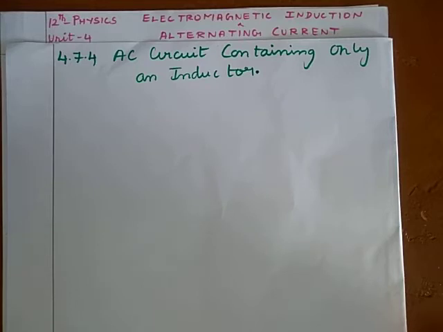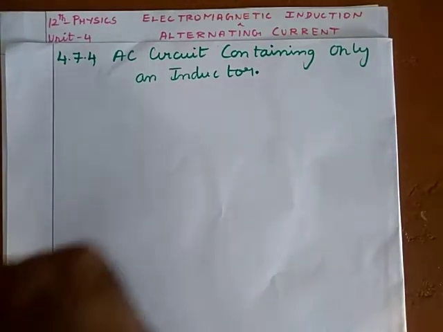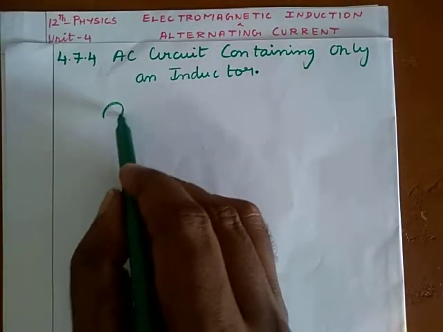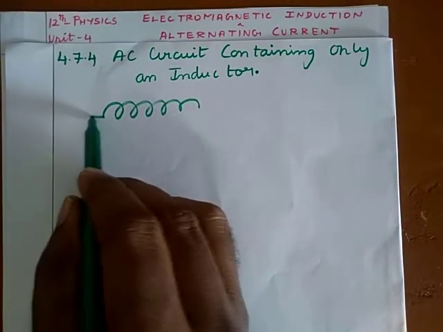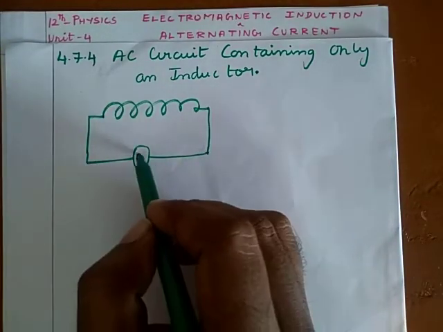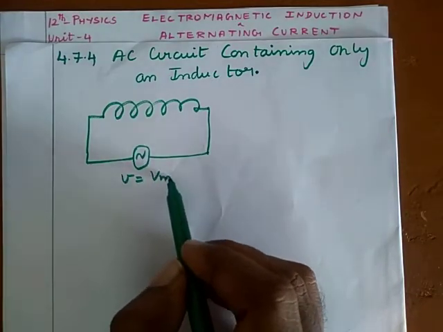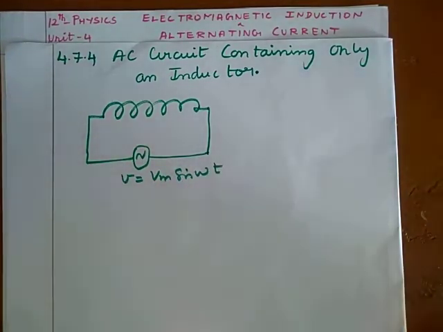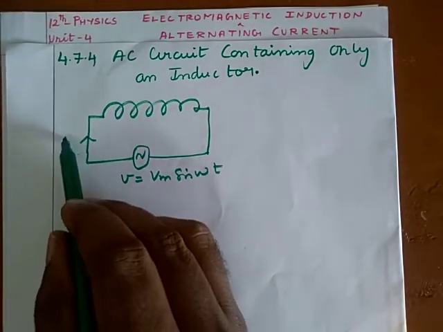In our previous video we learnt how to find the phase angle between current and voltage in a pure resistor circuit. In this video let me show how to find the phase angle between current and voltage in a pure inductor circuit. So I consider a pure inductor of inductance L, connected to an alternating source of EMF V = Vm sin omega t. After the connection there will be a flow of alternating current in the circuit.